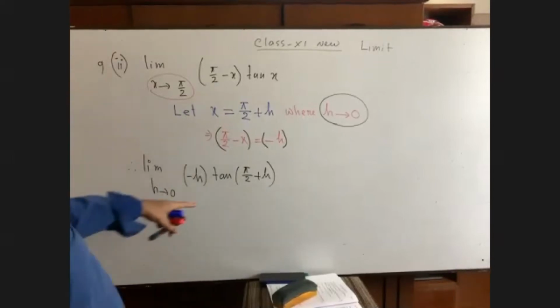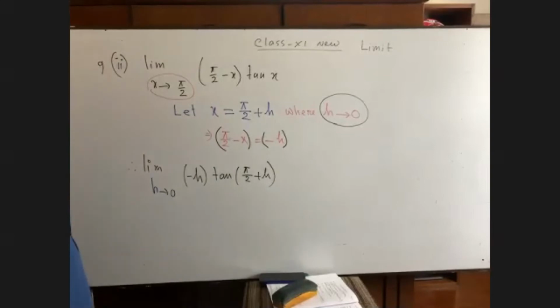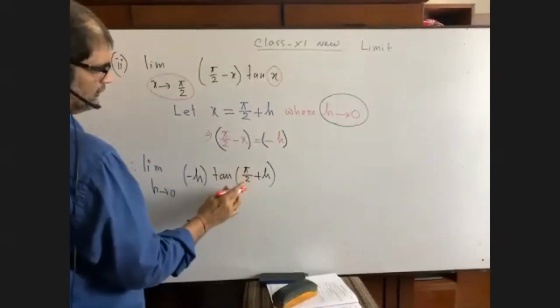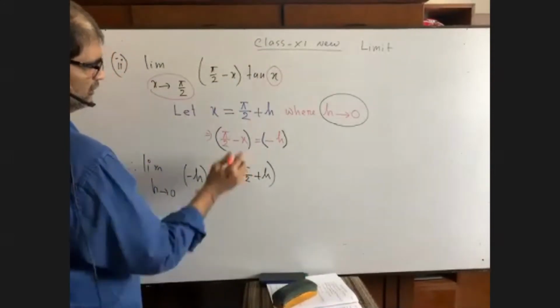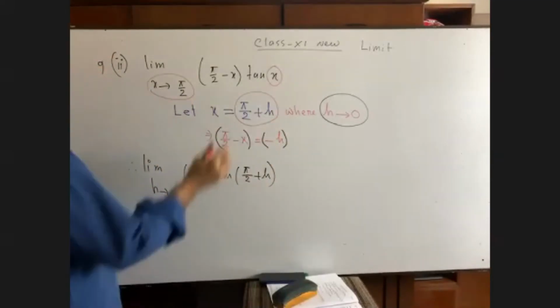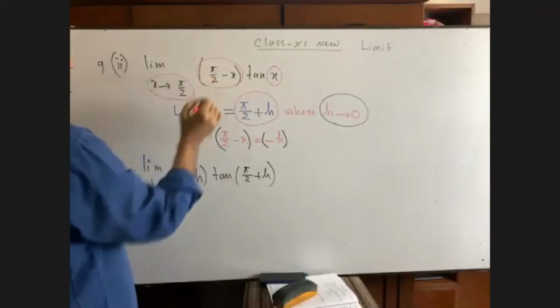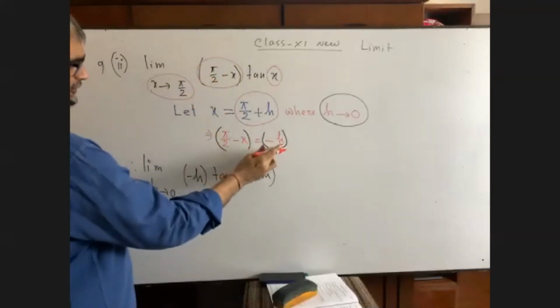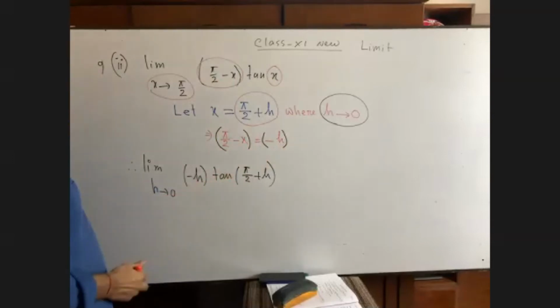Now, please try to understand. I have just put the values here. Here you see it was tan x. What is the value of x? The value of x is pi by 2 plus h. I have put that value. Here you see what is the value of this part, pi by 2 minus x? Pi by 2 minus x equals minus h. I have written that. Okay?